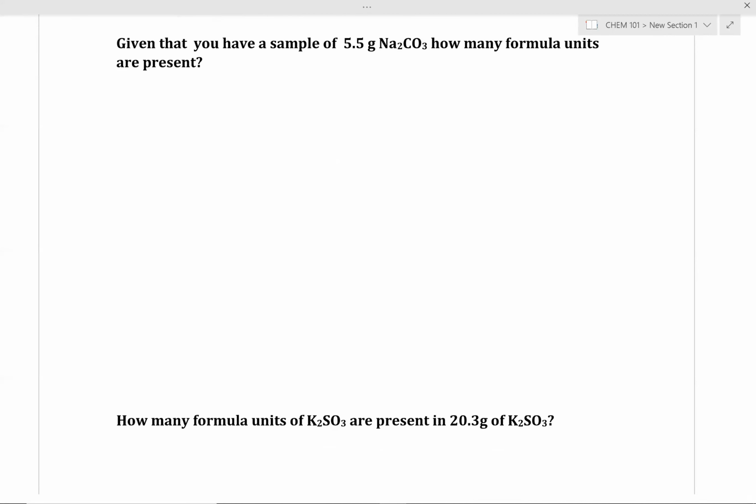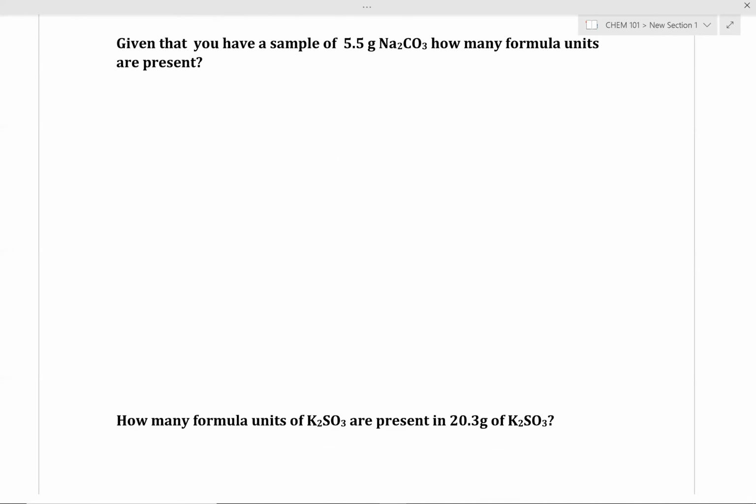So let's now talk through these examples. I want you to get in the habit of being able to solve these problems efficiently in terms of pacing. Looking at this top example, we are given that we have 5.5 grams of sodium carbonate. And in the end, we want to report the formula units. My question to all of you is, what intermediate unit are we going through? Moles. Okay. Now, with that established, this is moles of sodium carbonate.